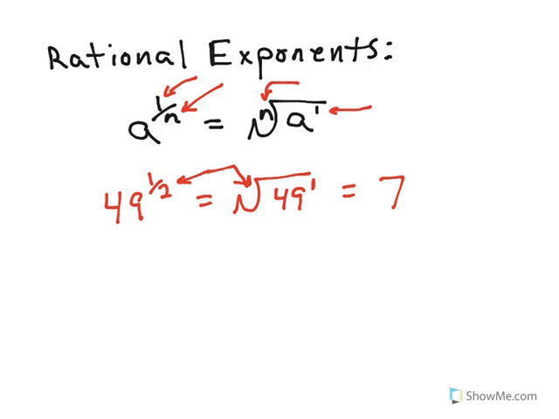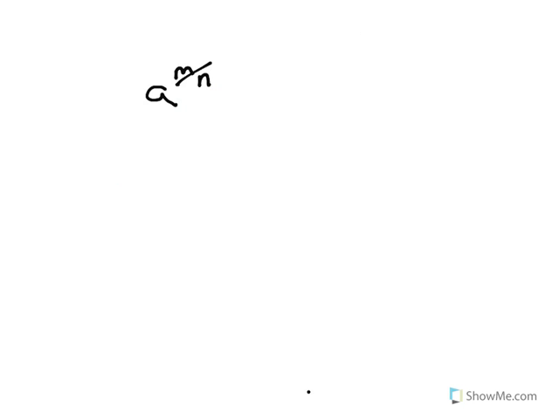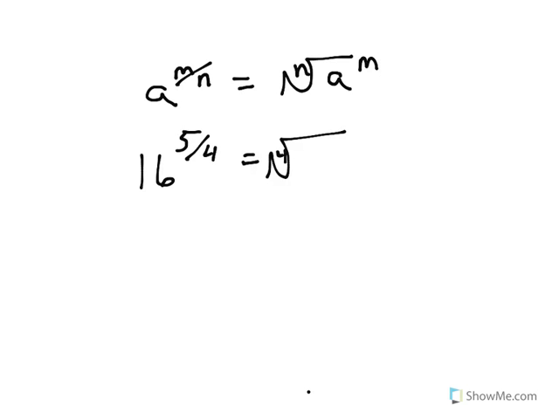Another example, 64 to the power of 1/3 equals the cube root of 64 to the first power. And the cube root of 64 is 4. a to the power of m over n equals the nth root of a to the mth power. For example, 16 to the power of 5/4 equals the 4th root of 16 to the 5th power.